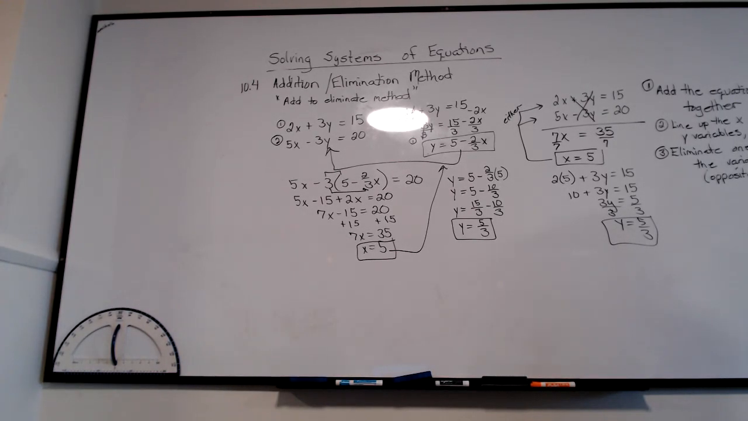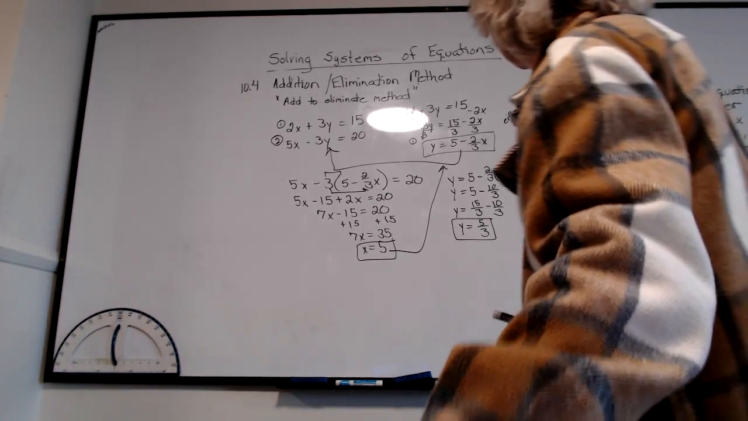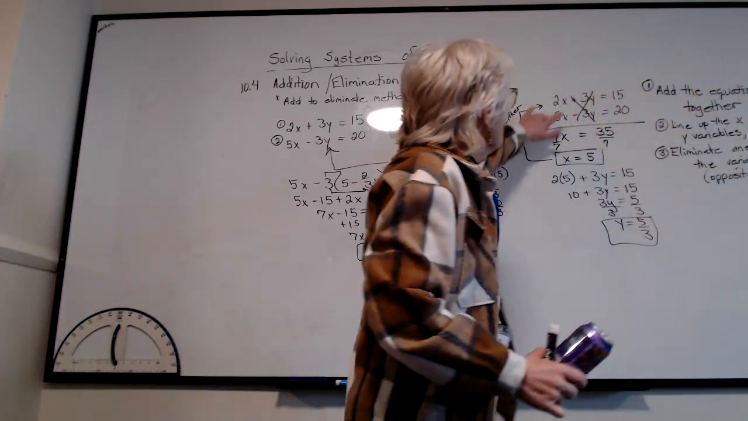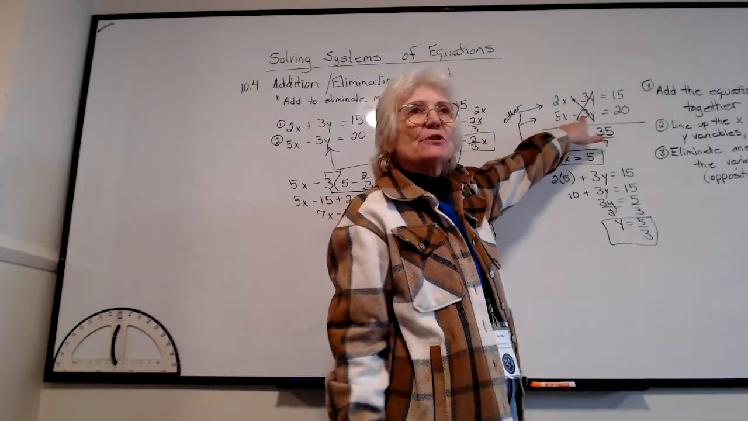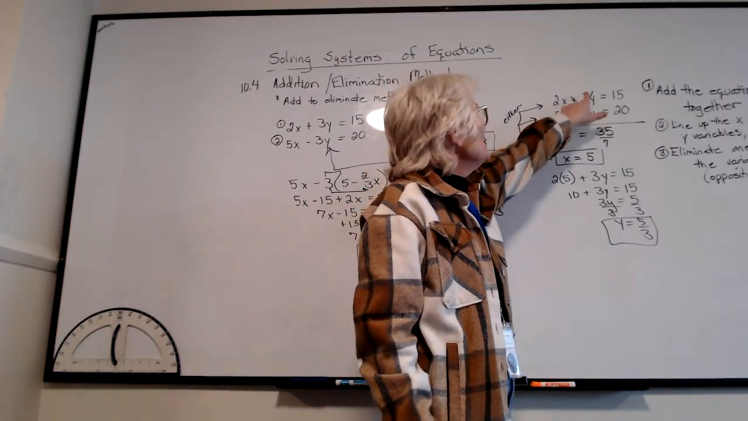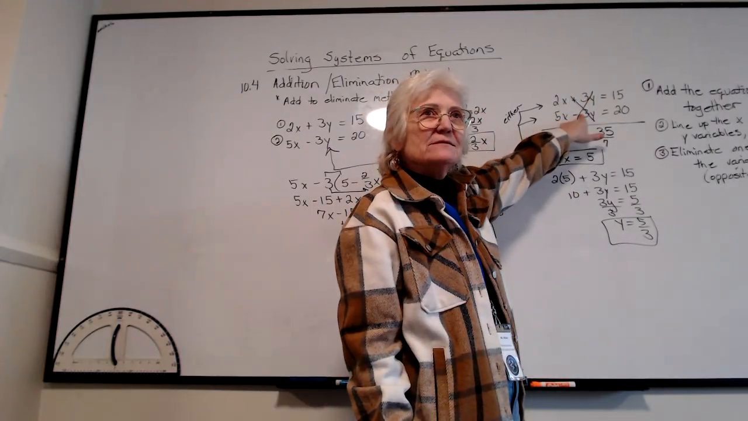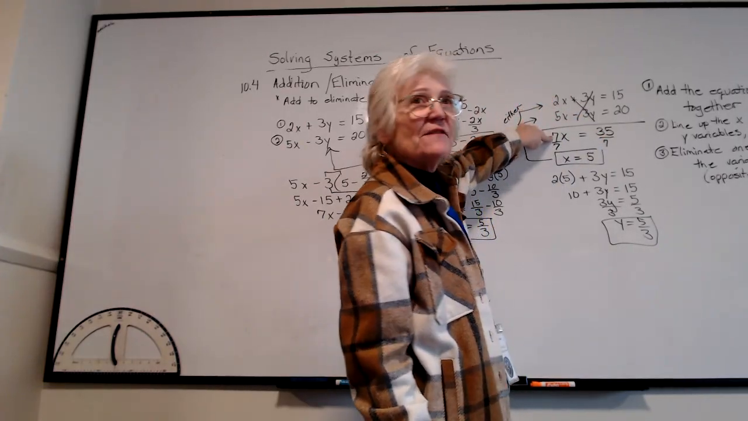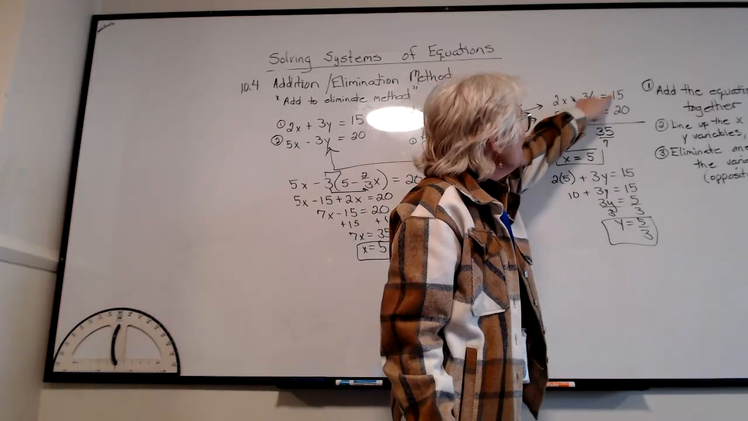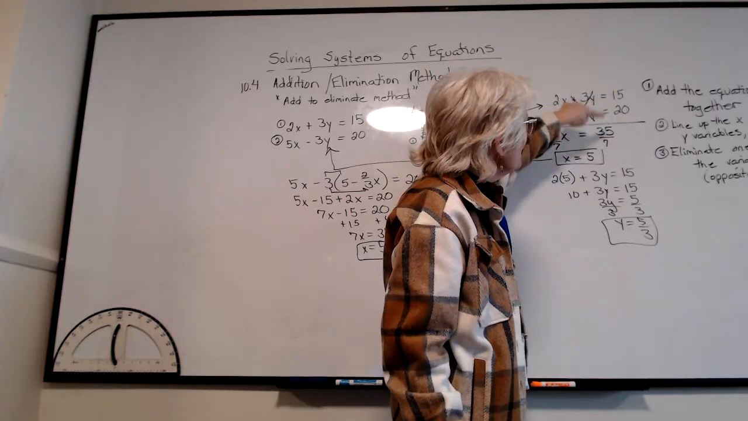I wasn't paying attention on this right side when I was writing down stuff. Can you describe it again? Okay, so here what we did, we added these because 3 and -3 will cancel. It will eliminate my y. Okay, so I end up with 2x plus 5x, which is 7x. I end up with 15 plus 20, which is 35.